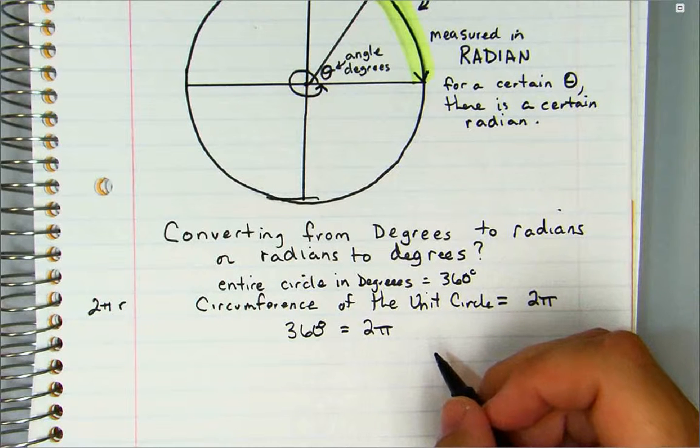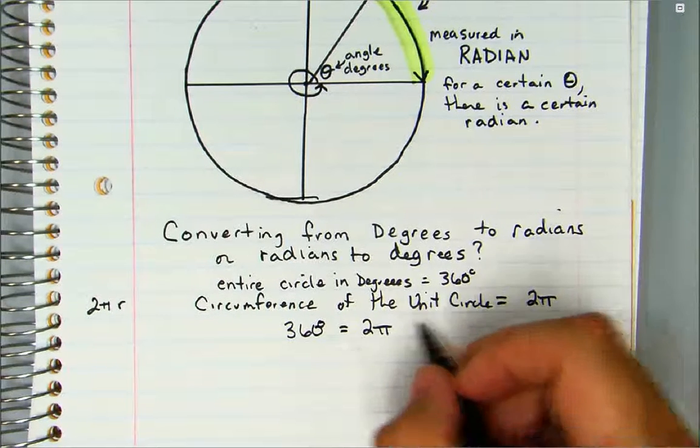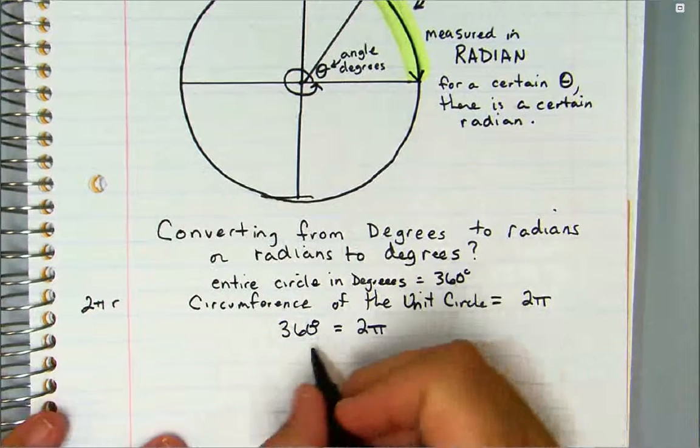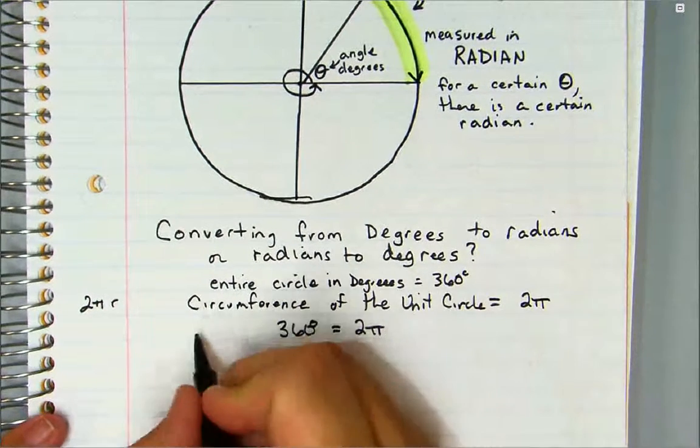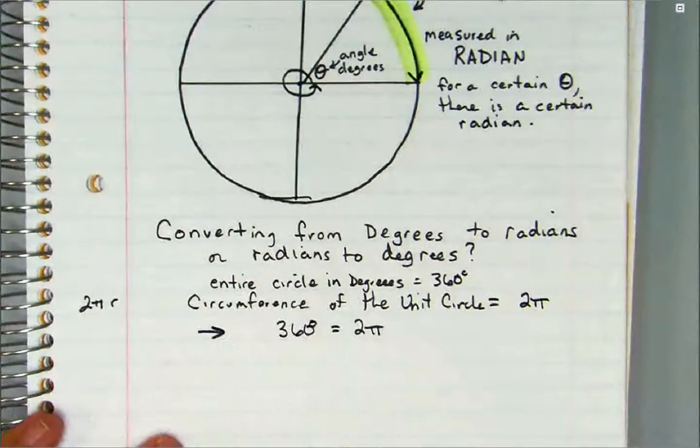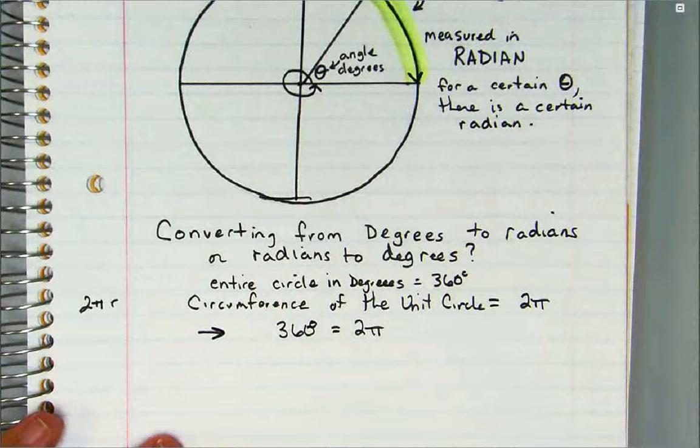And instead of saying that, if we wanted to, we could divide by 2. But this is what I want you to remember, because it relates the circumference to the entire circle. Because sometimes it makes more sense when we're dealing with the whole thing. The circumference to the entire circle, 360 degrees is equal to 2 pi. That's what we'll always end up using.